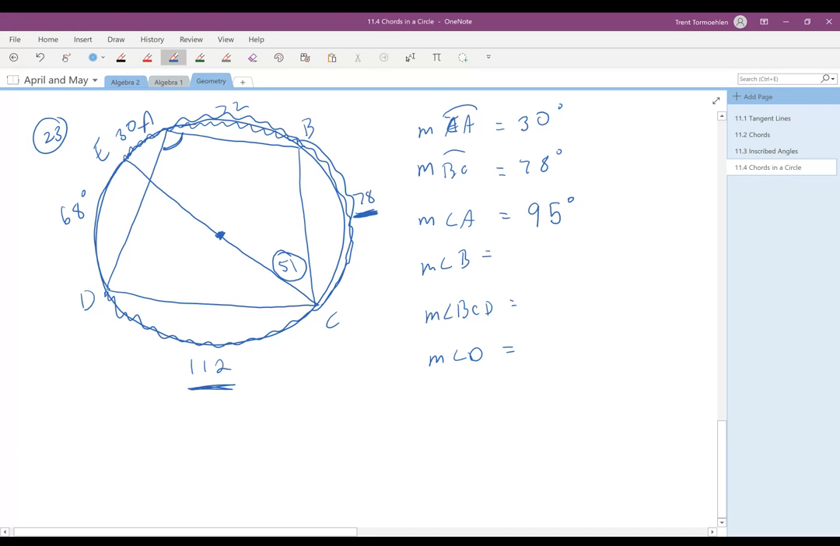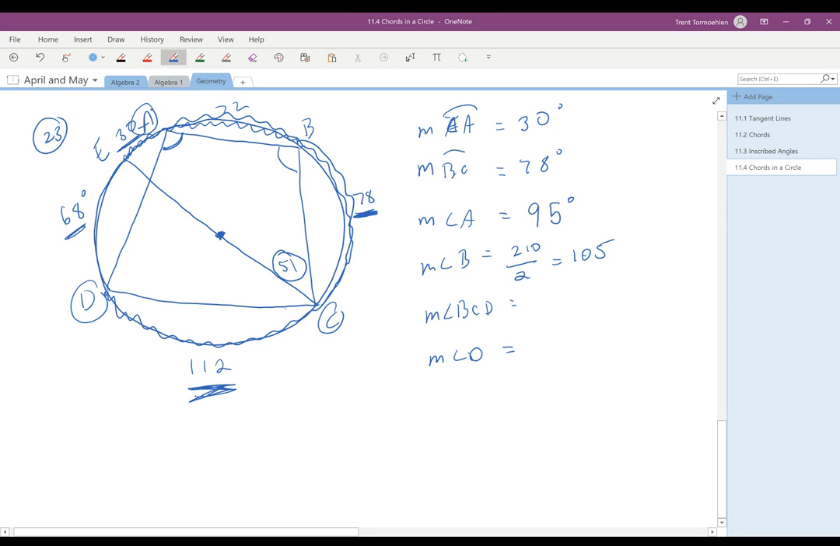Angle B, also an inscribed angle, and so it goes from A to C through point D. Well, that arc is just going to be 30 plus 68 plus 112, right, from A to C. And so that's 180 plus 30, which is 210. So B just turns out to be 210 divided by 2, because it's an inscribed angle. You always divide it by 2, and you get 105 degrees.